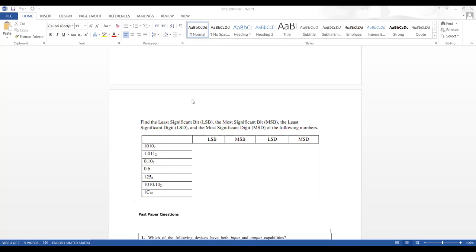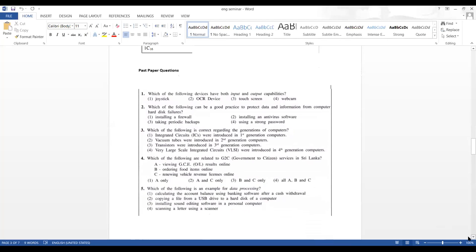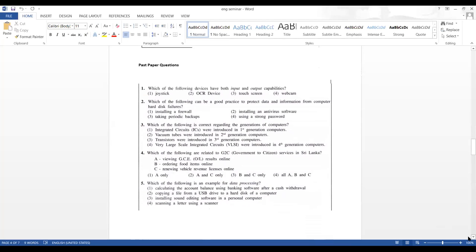Okay, we'll go to the past paper question. I have extracted this question from the 2019 paper. Try to find out the answers quickly. You can put them in the chat and then I can check whether you are doing nicely. It's better if you can put them with the question number.